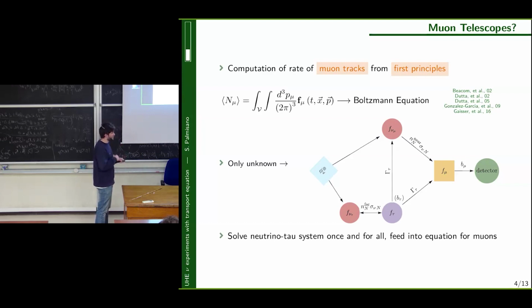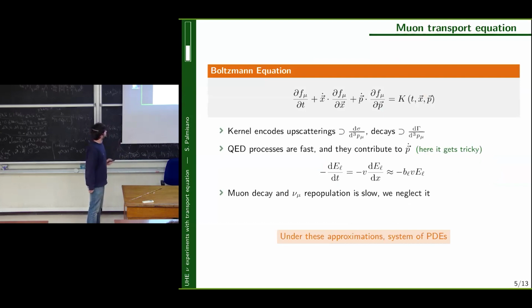So in principle, the system of Boltzmann equations is really complicated. But under some assumptions, such as neglecting the neutrino repopulation effect, one can solve the neutrino-tau system once and for all and feed it into the equation for muons, which takes the following form. So it's a standard form of Boltzmann equation.